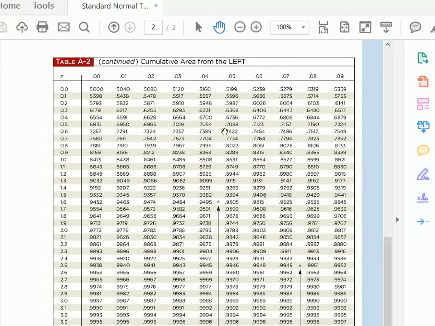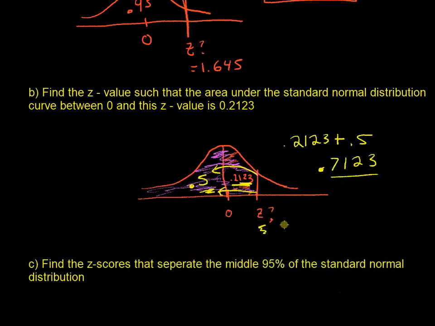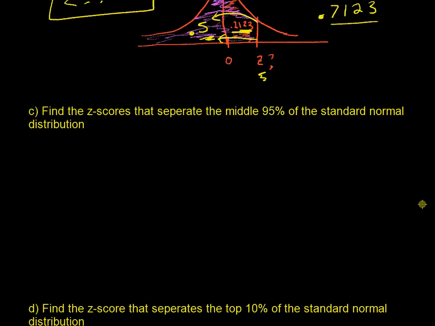0.7123. All right. Oh, wow, there it is. There it is, 0.7123. Okay, so the corresponding z-value is 0.56. That's my answer, 0.56. So the z-value is 0.56. All right, let's go on to another question.